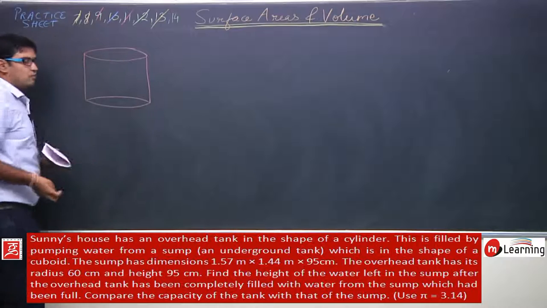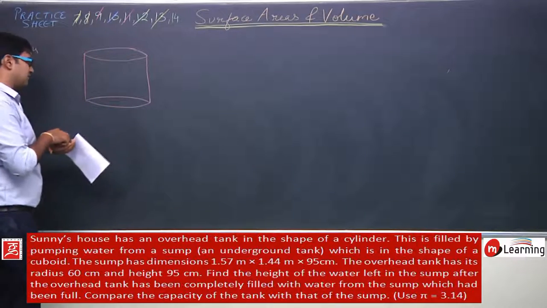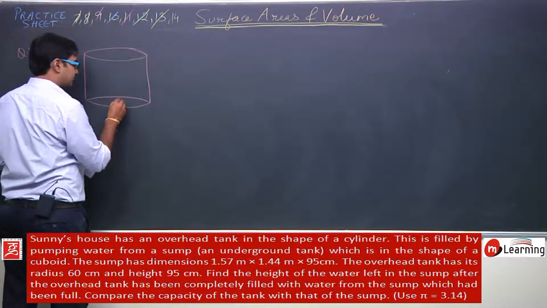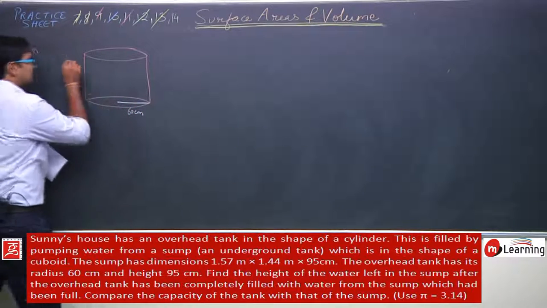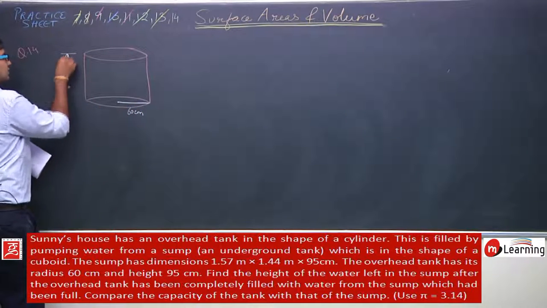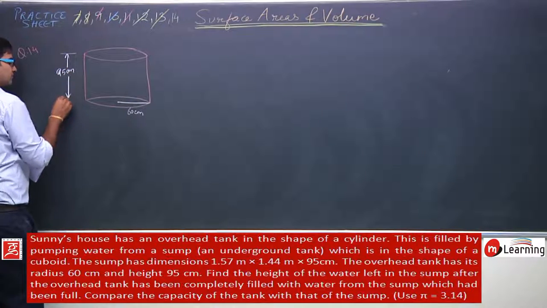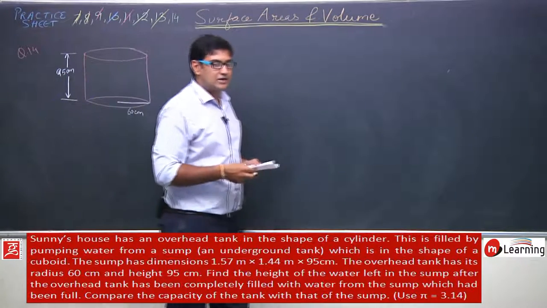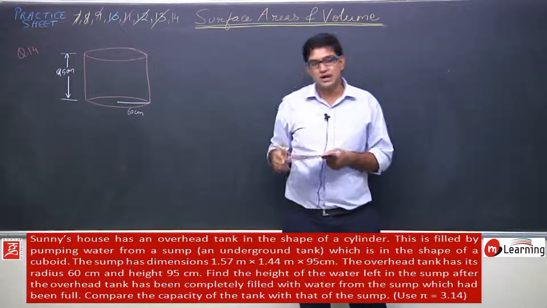This is at the top of the house. The dimensions of the cylindrical tank are given as: the radius is 60 centimeters and the height is 95 centimeters. This is a cylindrical tank which is kept at the top of a person's house.